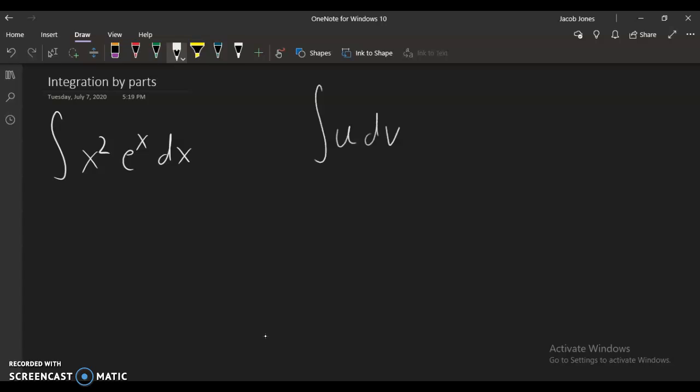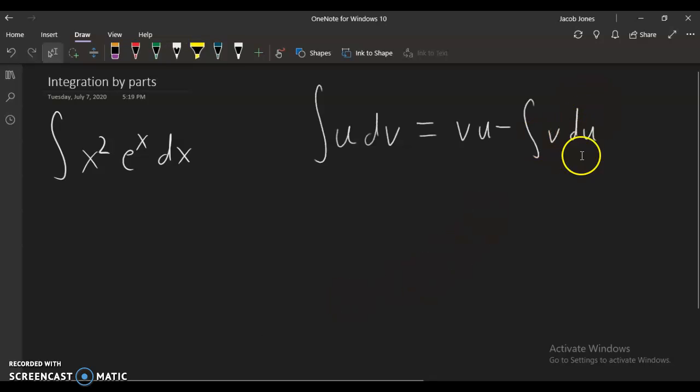You're substituting. And what the integration by parts formula tells us is that the integral of u dv is equal to v u minus the integral of v du. Some people remember this as voodoo, because if you rearrange the du and the v, it could be spelled out voodoo. I just remember it as the formula. So I'll show you an example.